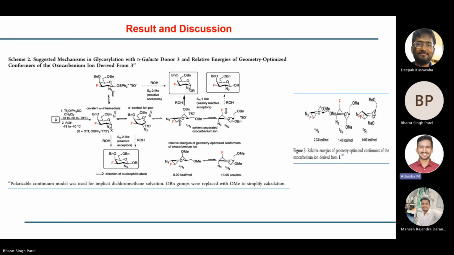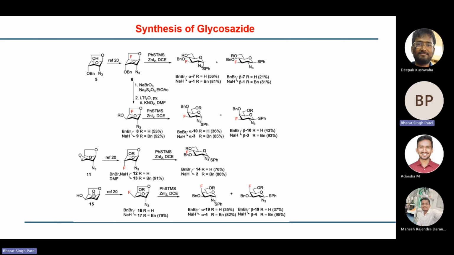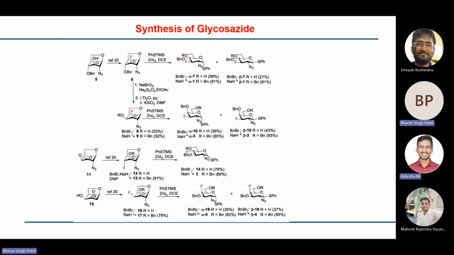But that doesn't make much sense, right? We can't call it a glycoside or galactoside. It's not the general nomenclature, yes, sir. Because if the azide is in the C1 position, that is fine, but it is not the case. Yes. They are just masking the C2 with the azide. But they are telling azide only, like glucosazide and galactosazide.